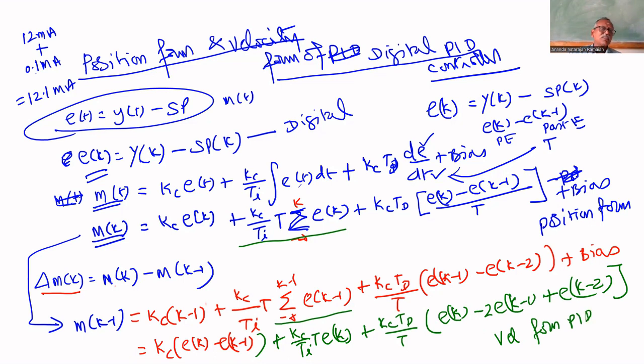What is the advantage? There is no integration. The integration becomes summation, and that is removed. That's why the integral wind up problem will not be there. That is the advantage of the velocity form. Integration is removed, so you will get delta M. Delta M has to be added to the previous controller output. That's the way it is written in this program.